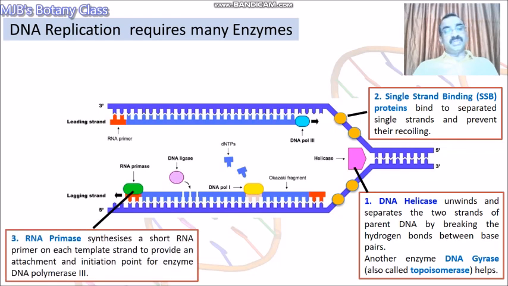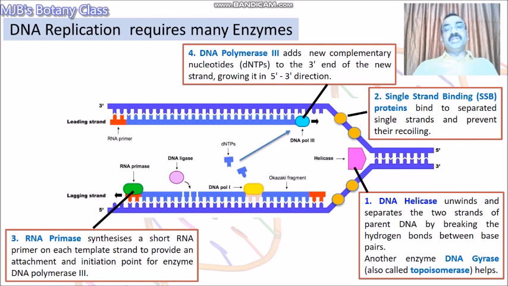Now the next enzyme is called RNA primase. This primase enzyme synthesizes a short RNA molecule at the beginning of each new strand formation. Now this small RNA molecule is called RNA primer, and this primer formation is a very important step in the synthesis of a new strand.